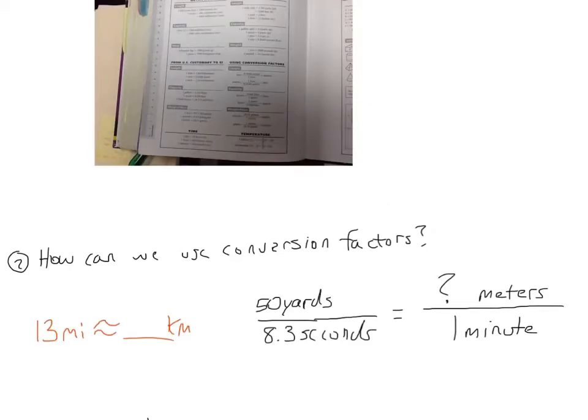So how can we use conversion factors? Well, they're super helpful because sometimes we need to convert the unit of measure that we're using. So if I know that I traveled a distance of 13 miles, but my British friend doesn't understand miles and he wants to know, well, how much is that in kilometers? Well, I can use conversion factors to tell him, right?